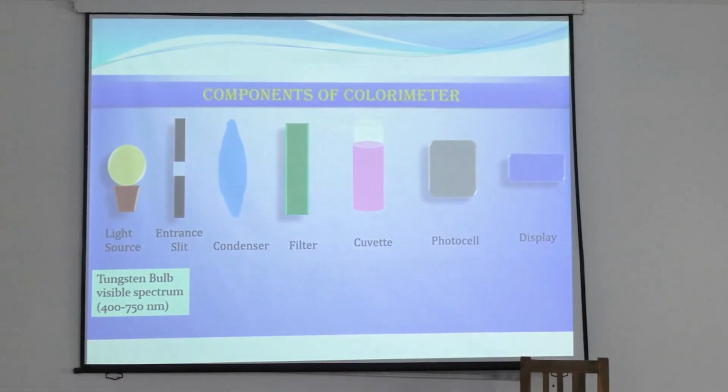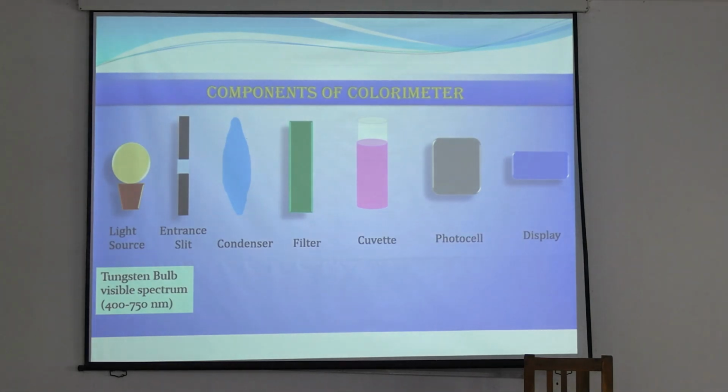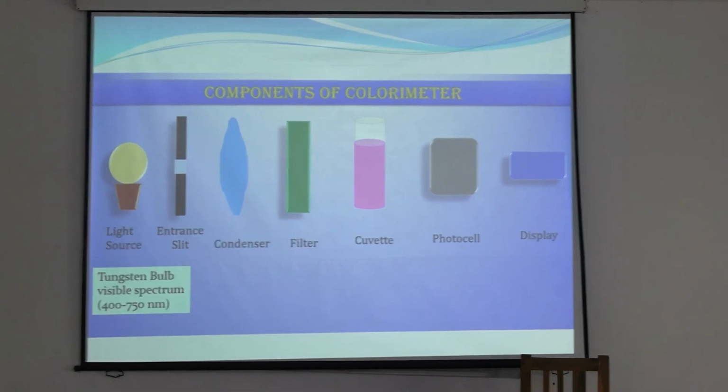They are placed like this, in this order. Can you see a light source, then an entrance slit, then condenser, then filter, then cuvette containing the sample or the solution, then there is a photocell, and finally a display. What is the ideal light source? It should be a tungsten bulb that will produce light of visible wavelength. And what is the visible wavelength? 400 to 700 or 750 around, okay, nanometer.